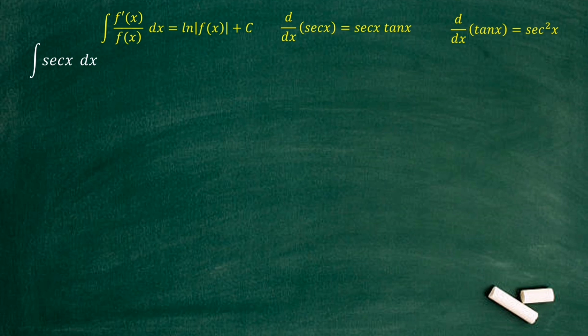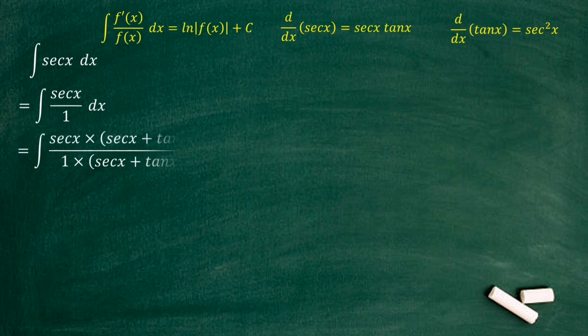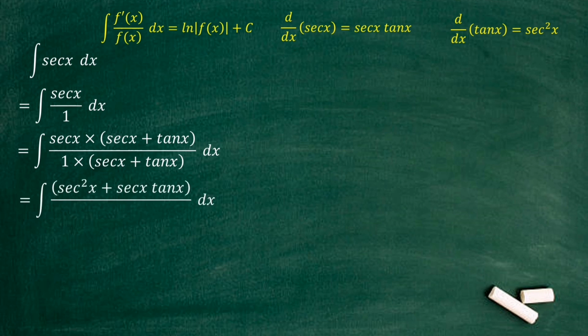Integral sec x value we can write as integral sec x over 1. Now we can multiply both numerator and denominator value by sec x plus tan x. Then we can remove the brackets in the numerator. Then we have sec squared x plus sec x tan x in the numerator. Denominator we have sec x plus tan x.